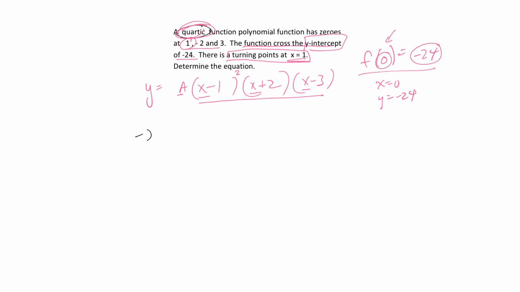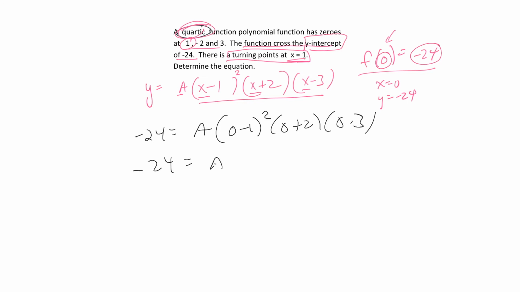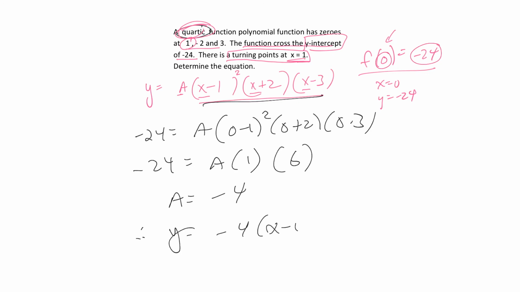In other words, -24 equals a times (0 minus 1) squared times (0 plus 2) times (0 minus 3). And all we have to do is just do the math, so 2 times 6, and then we just divide everything by 6, and we end up getting -4. Therefore, your function is going to be -4 times (x minus 1) squared times (x plus 2) times (x minus 3).